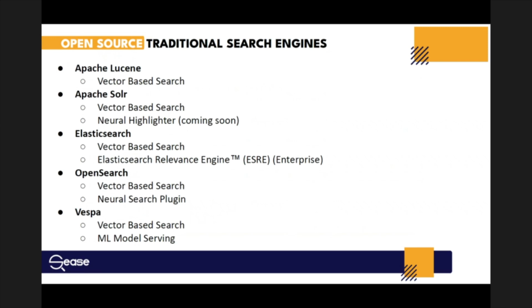Apache Solr is currently providing vector-based search as well. And soon we are going to have a neural highlighter, which has been developed by us, actually. So we are working on this project, and actually Elia from our team is leading the project. So if you want to talk about this later, he's here. And it is basically using large language models to highlight context in the response.